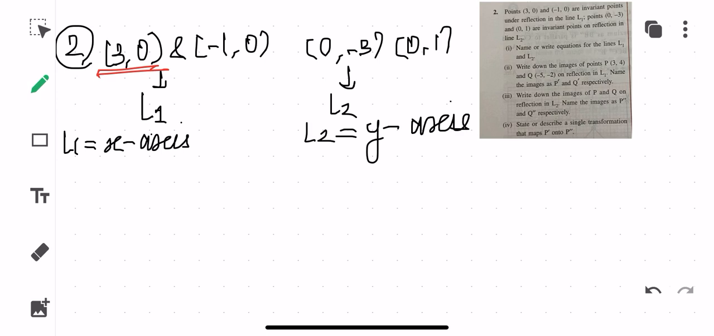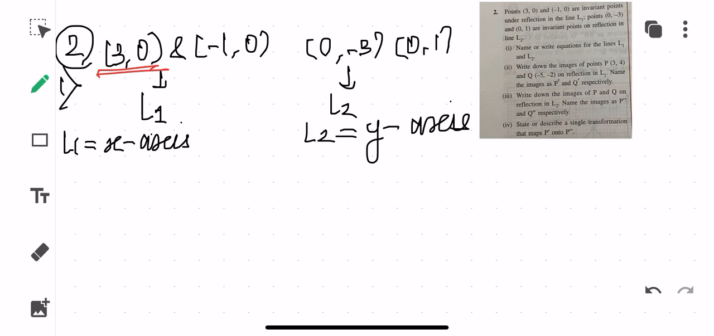You have to remember, children, that whenever they say that it is invariant, it means it is not changing its sign even upon reflection. So it is understood that if the point is lying on the x-axis, then it won't change its sign even on reflection. So this is the way you can infer which line this is. So this is our answer for the first sub question.